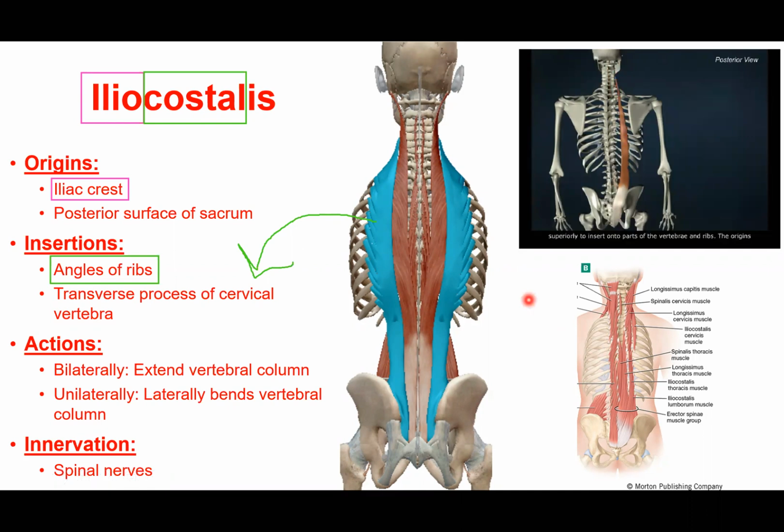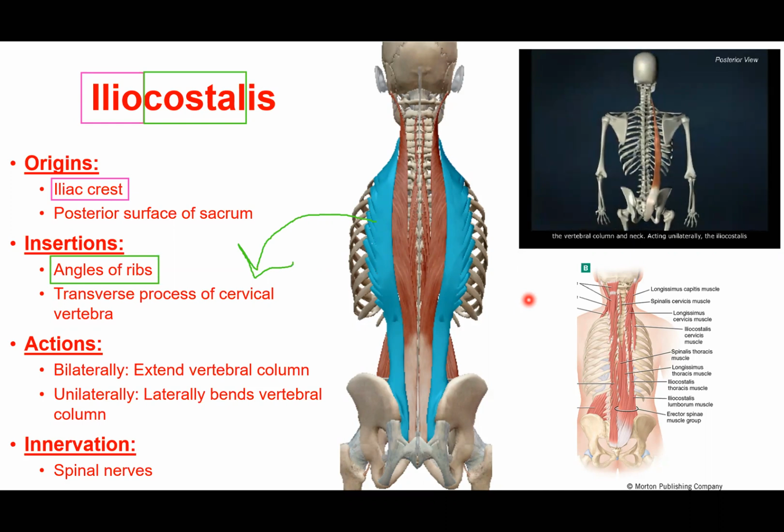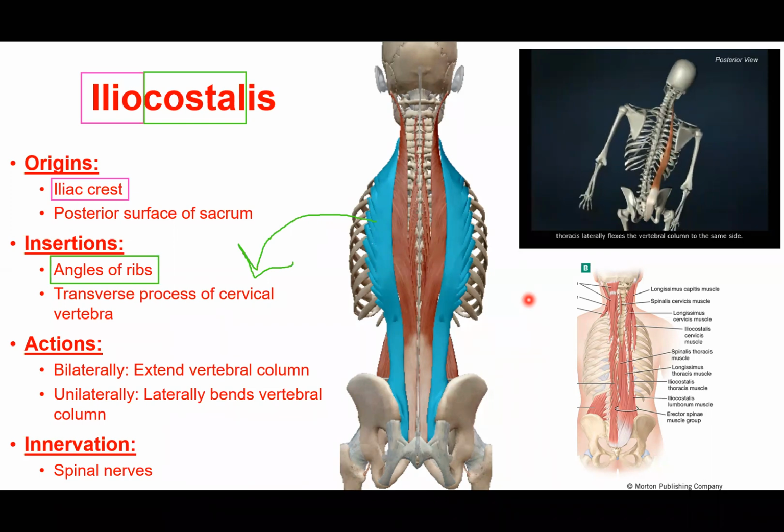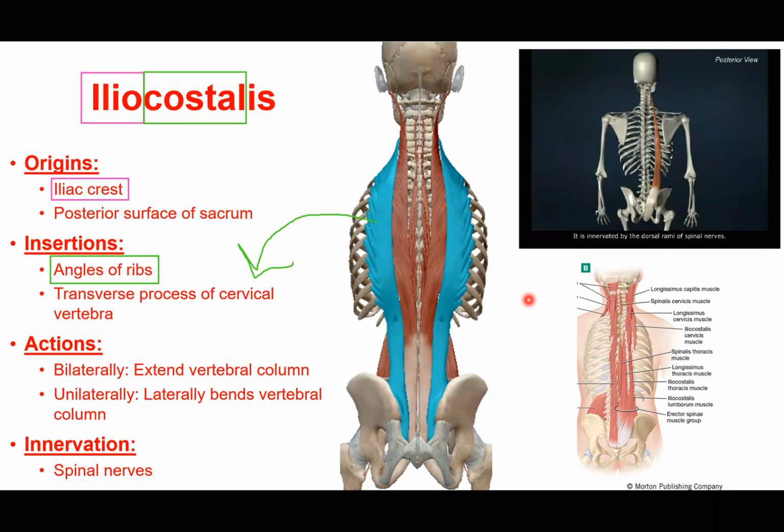Iliocostalis fibers run superiorly to insert onto parts of the vertebrae and ribs. The origins are from the sacrum, the spinous processes of vertebrae L5 through T11, the iliac crest, and from the angle of ribs 12 through 3. The insertions are to the angle of ribs 12 through 1, and the transverse processes of C7 through C4. Acting bilaterally, the iliocostalis extends the vertebral column and neck. Acting unilaterally, the iliocostalis thoracis laterally flexes the vertebral column to the same side. It is innervated by the dorsal rami of spinal nerves.